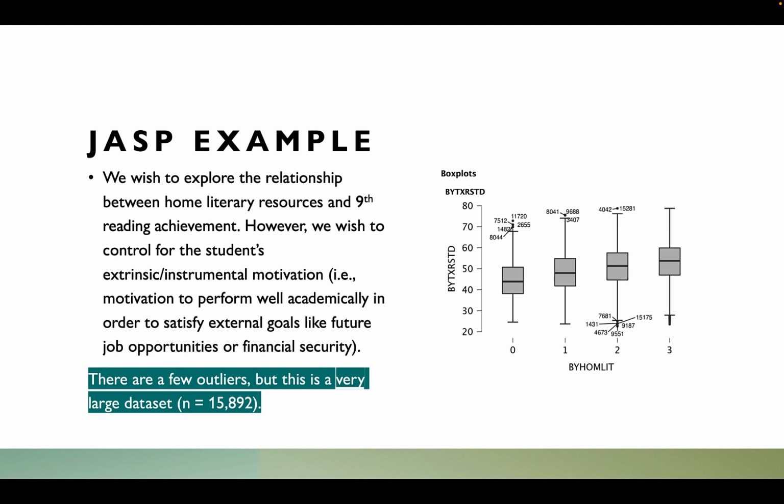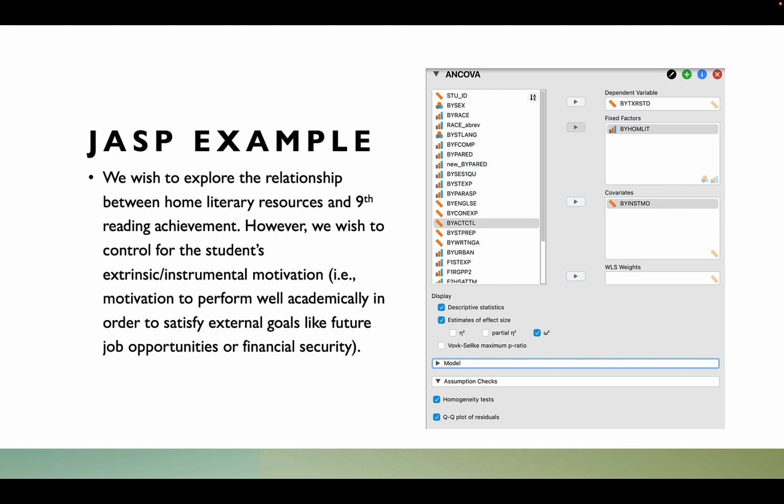All right, so there are a few outliers, but keep in mind this data set is extremely large. This data set has 15,892 students in it. And so with the few outliers that we see, we're not overly concerned. All right, let's go into Ancova.